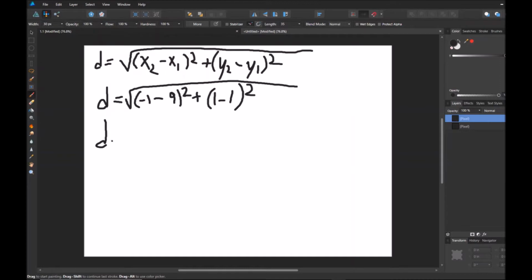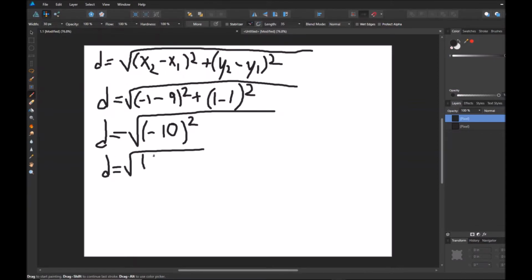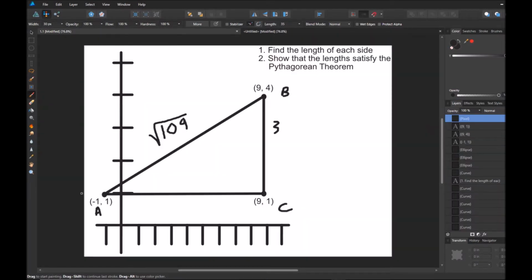Negative 1 minus 9 is negative 10. So this is going to be negative 10 squared. And then 1 minus 1 is 0, and 0 squared is 0, so I'm not going to bother writing that down. Negative 10 squared is 100, so we have the square root of 100. And the square root of 100, when we finally take it, is going to be 10. So we can say that the distance between point A and point C is 10 units.